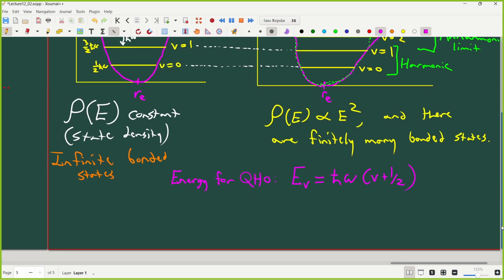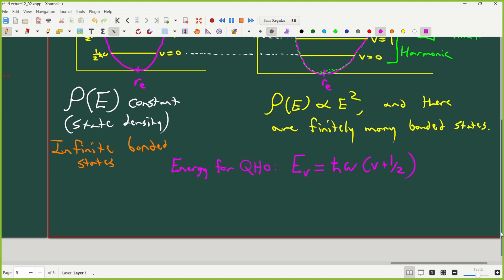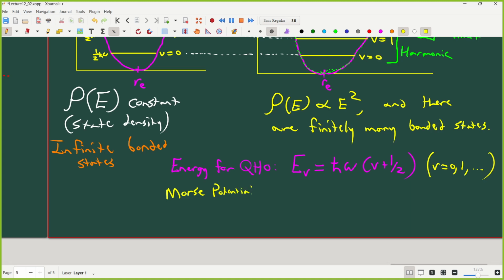Super easy to write down. That means they're equally spaced. Remember that v is 0, 1, and so on. It's an integer. And what about for a Morse potential? It has a very similar form, but it's just slightly changed.